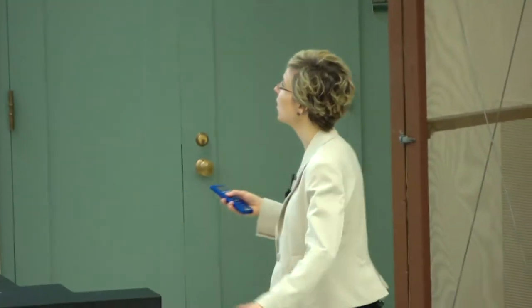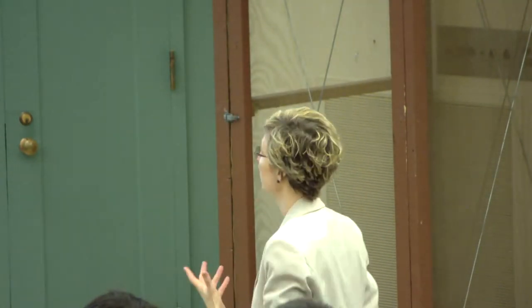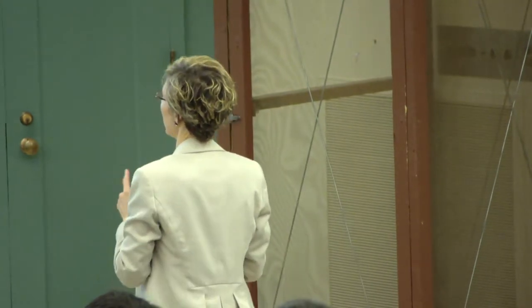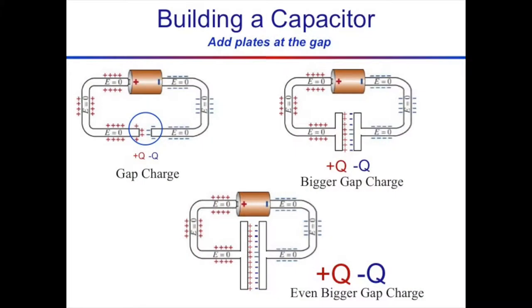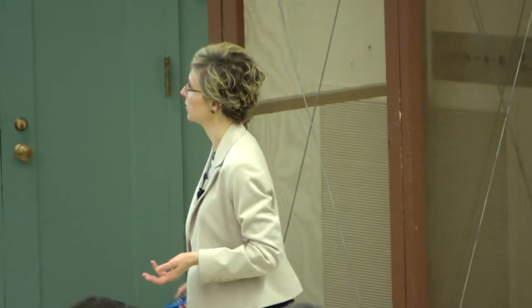So we're thinking about this situation where I've added surface area to the end of the wires, and now I'm going to have more surface charge gather out there on this larger surface area in order to maintain that equilibrium. So bigger gap charge for the larger area at the gap. And here I have an even larger area forming at the gap, and in that case, I'm going to have an even bigger gap charge. So I've got the Qs getting larger and larger here.